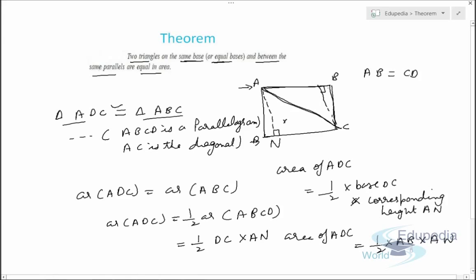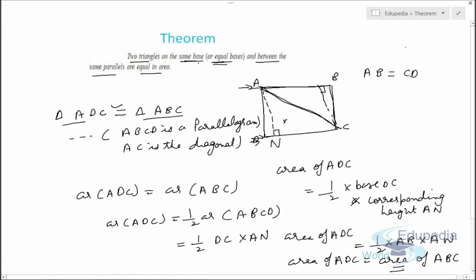So this proves that if two triangles are on the same base or equal bases and they are between the same parallel lines, why are they between the same parallel lines? Because they have equal altitude, so they are equal in area. So we can write area of ADC will be equal to area of ABC. So this is how we can prove that if two triangles have the same base or equal bases and they are between the same parallel lines, then the areas are equal.